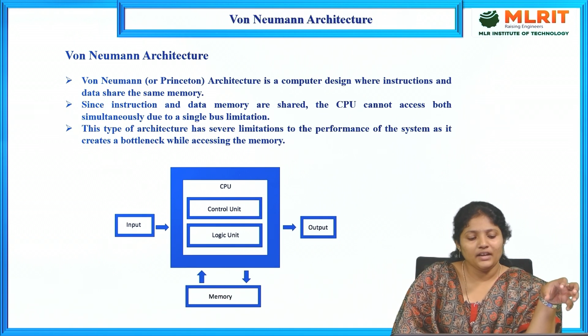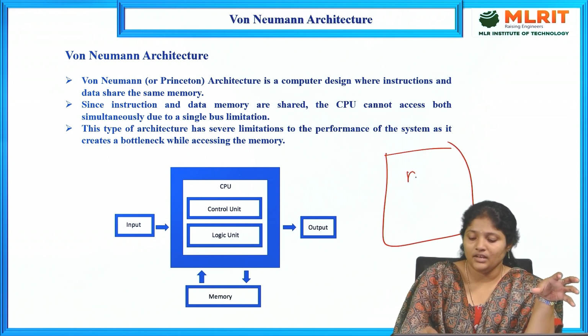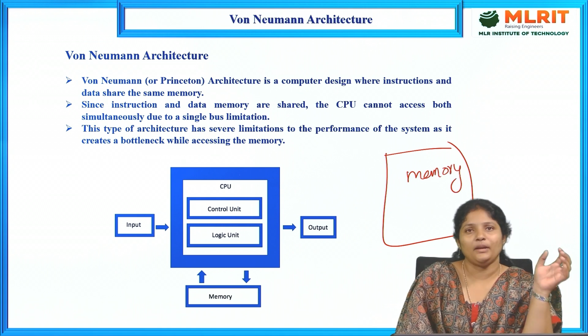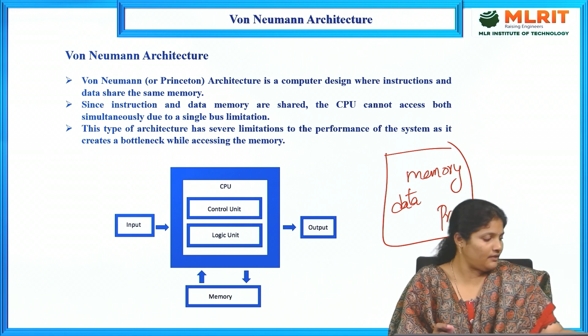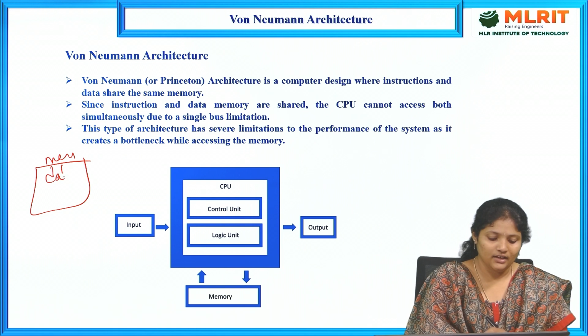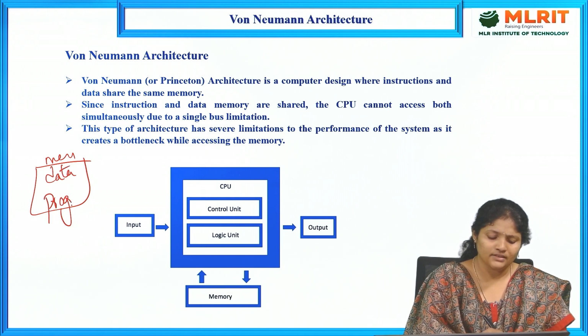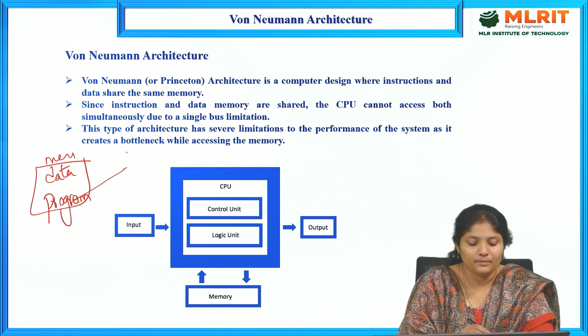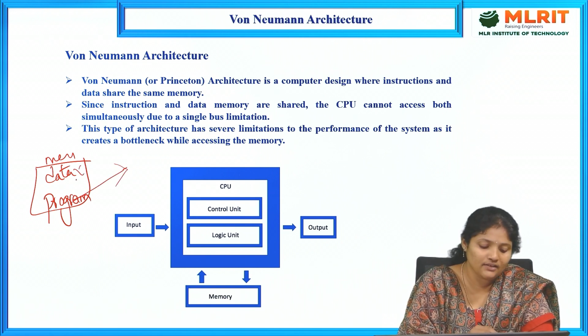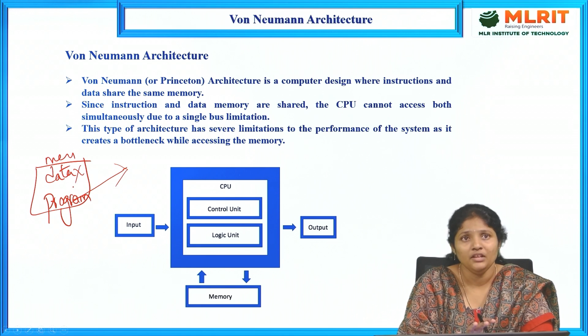The von Neumann architecture is also known as Princeton architecture. In this architecture, the memory we are using is only one memory block. The data will be here, the program will be here. This memory will have data as well as program. If we want to access the program memory, then the data cannot be accessed at that particular time. So this is the drawback in von Neumann architecture.